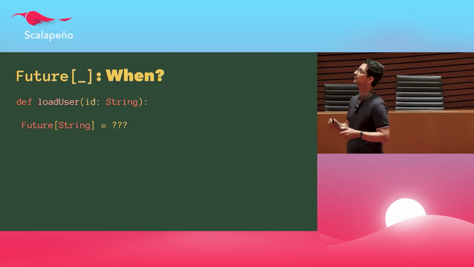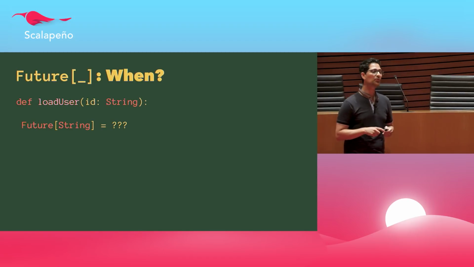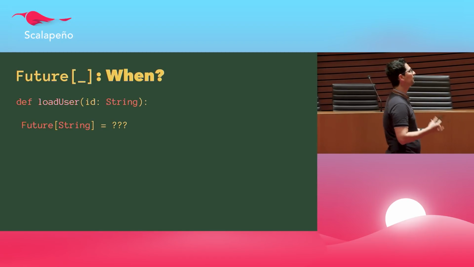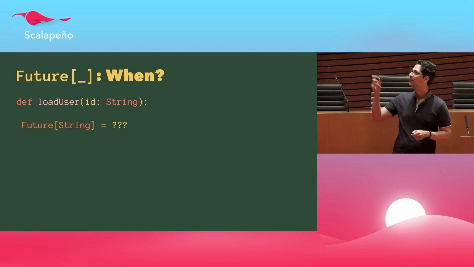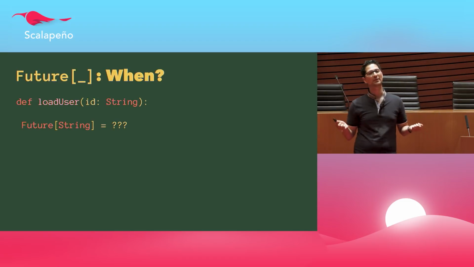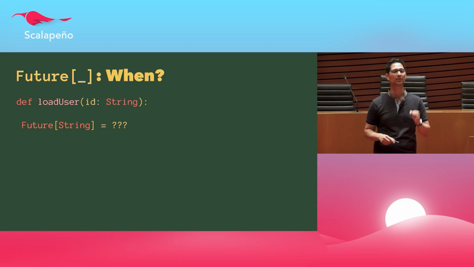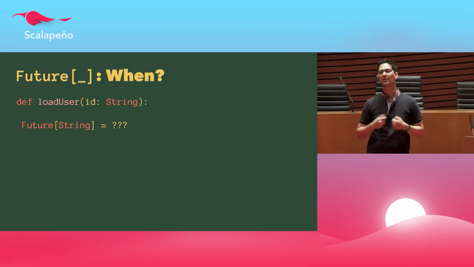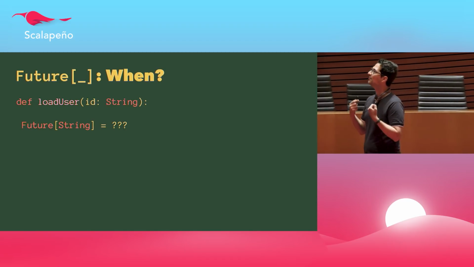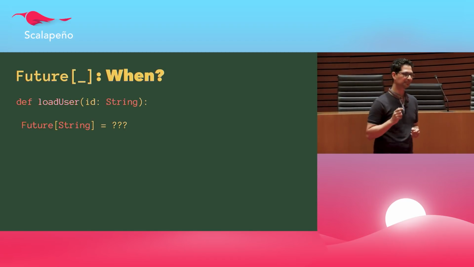And then we have Future. That's also very interesting. Future will tell the reader of the function that the value that is expected might or might not be available right now. It's more about when this value is available.